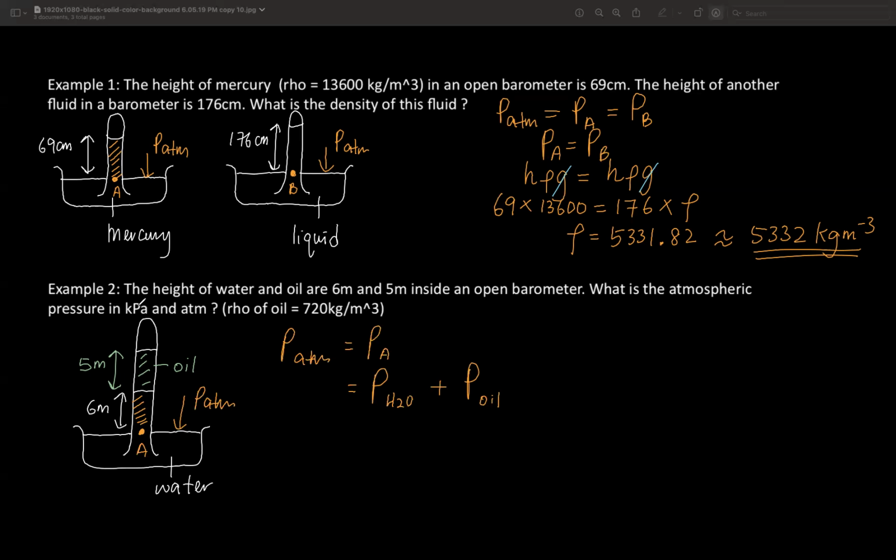And there's no gas above it, right? So just like that, it equals H rho G for the H2O plus H rho G for the oil.